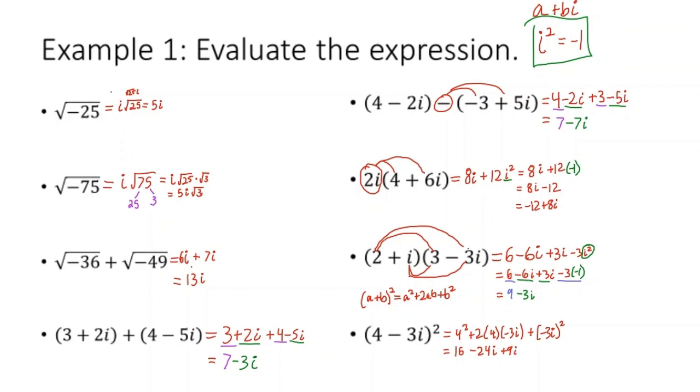i times i is i squared. Now we can replace the i squared with negative 1. And then we can simplify and combine the non-i terms. And we have (4 minus 3i) squared is 7 minus 24i. Now, another way we could also handle the (4 minus 3i) squared is you could write it as (4 minus 3i) times (4 minus 3i), and then proceed to FOIL. But that's up to you.